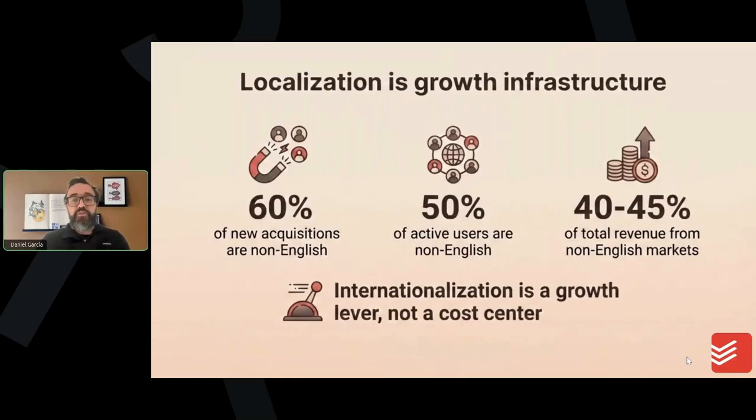There are two plans in Doist. One is Pro and the other one is Business. They have slightly different revenue. So for us, localization doesn't mean support work. For us, it's a growth infrastructure, but it wasn't always like this.